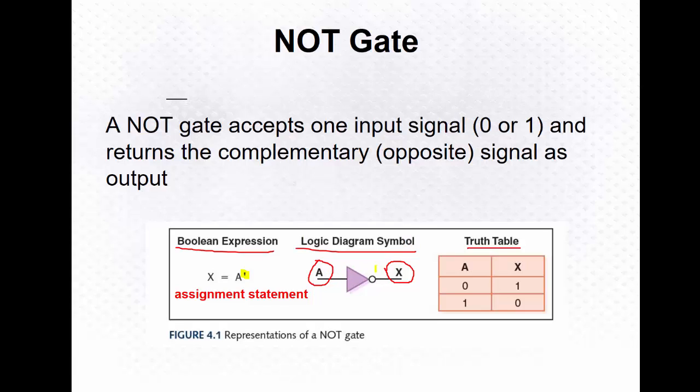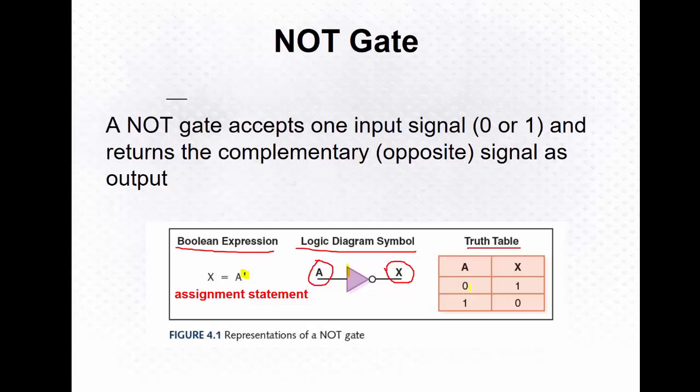So now let's take a look at the logic diagram. So the logic diagram, we've got this triangle followed by this circle. We're going to call that circle the inverter. So it inverts the input. Okay, the inverter is flipping the bits.